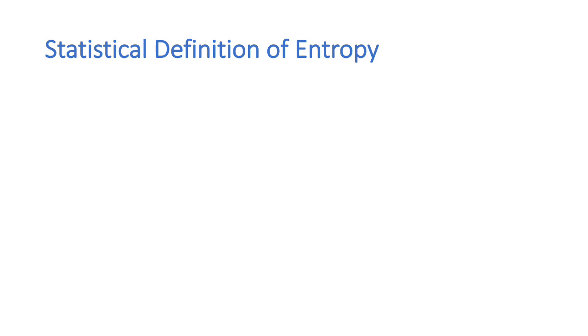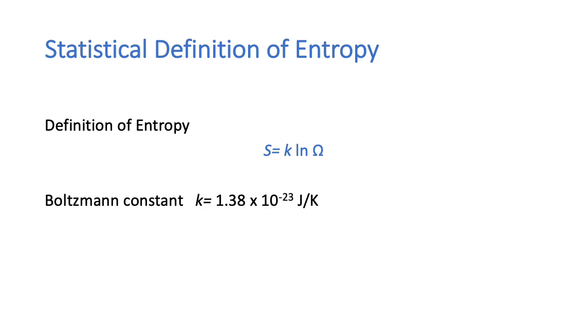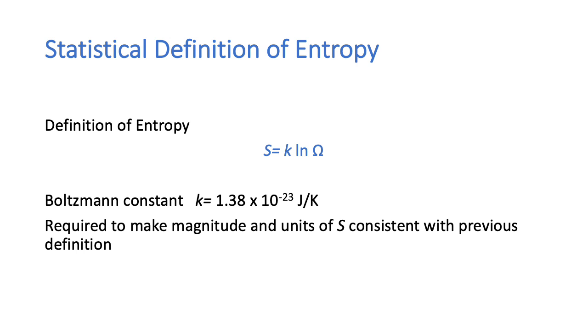So now we can give a statistical definition of entropy. S is equal to K ln of omega. K is the Boltzmann constant and it has a value of 1.38 times 10 to the power minus 23 joules per Kelvin. And this was required because when Boltzmann gave this definition, there was already an existing definition of entropy, which was based on entropy being equal to the heat transfer divided by the temperature. And therefore, it already had units and a magnitude. And to make the two definitions the same, this constant K had to be introduced.